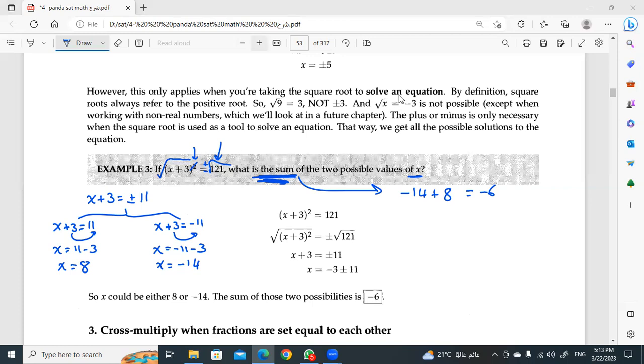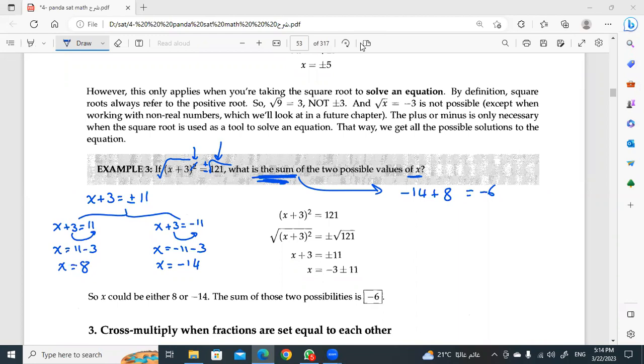Guys, there is a question. So basically we now have, for example, negative 14 and 8. Why does he say (x plus 3) to the power of 2 equals 121? What do we want here exactly? What is he asking you for exactly? He wants the sum of the two possible values of x.